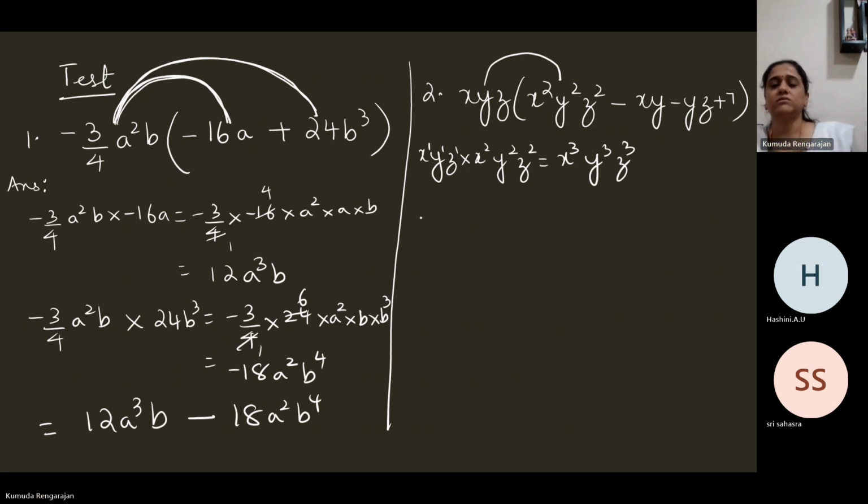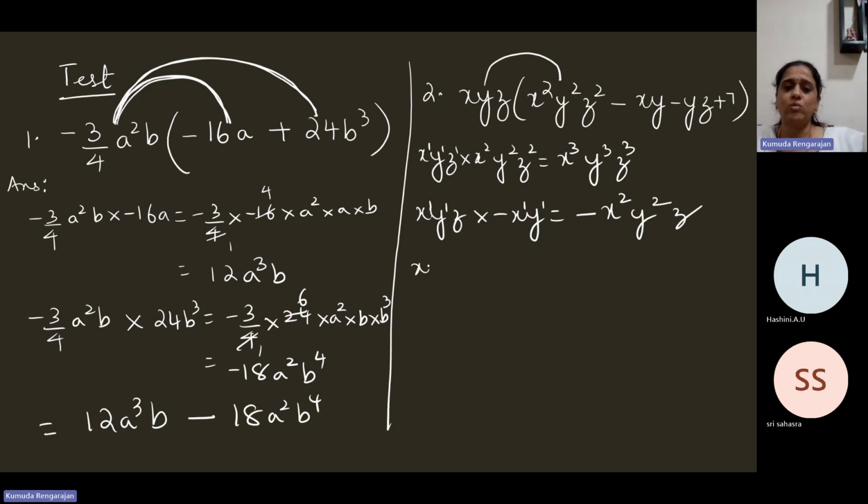Okay, now multiply xyz with the second term, minus xy. So you'll get minus, because plus into minus is minus, x power 1 plus 1, so 2. Y power 1 plus 1, 2. And z. Now multiply xyz with the third term, minus yz. So plus into minus is minus, x, y power 1 plus 1, y power 2. Z power 1 plus 1, z power 2.